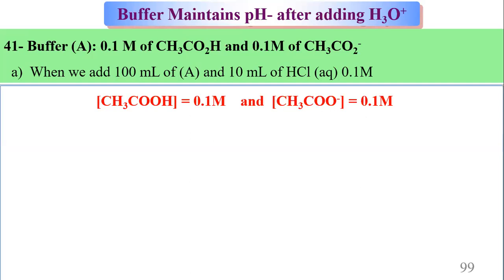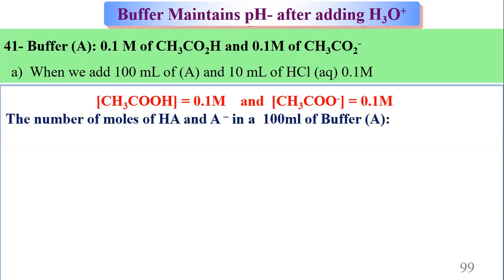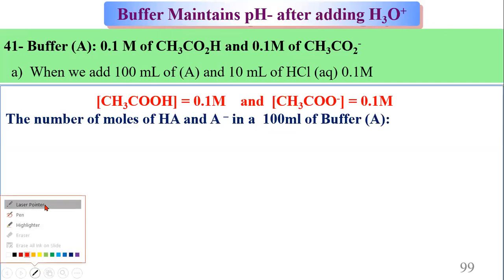So again, we have acetic acid 0.1, acetate ion 0.1, and I'm just going to do this the long way, step by step. Of course, you could simplify these a lot easier when you get stronger at it. Calculate the number of moles of each of the acid and its conjugate. Of course, we have 100 milliliters of the buffer.